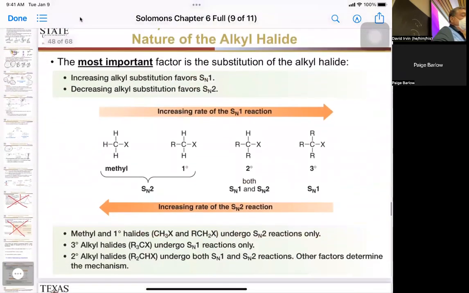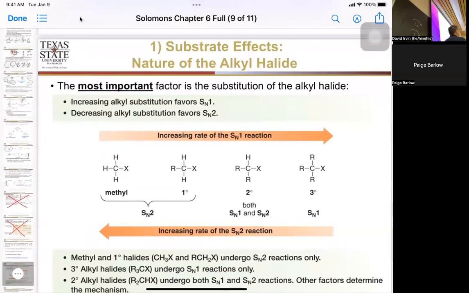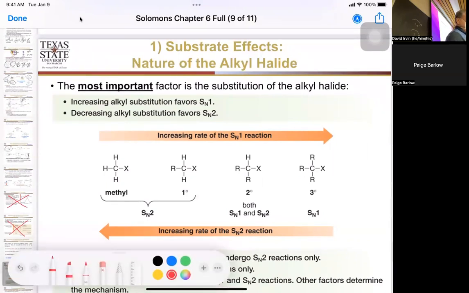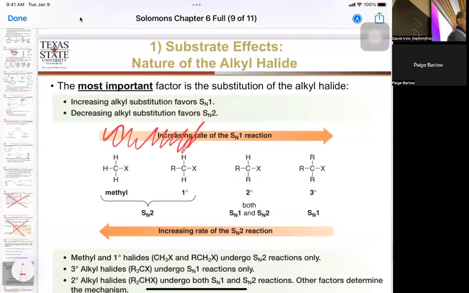So let's talk about each of these in order here. The most important factor is substrate. In the case of substrate, methyls and primaries only do SN1. Okay, I'm sorry, that is not true. Methyls and primaries only do SN2. So really, these don't do SN1 reactions at all. They only do SN2s.